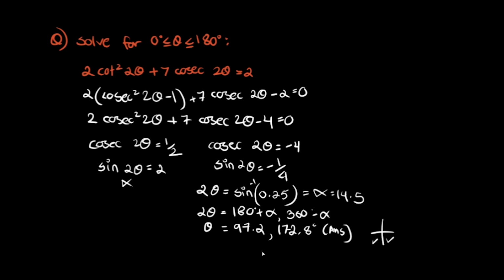Our basic acute angle here is 14.5. Since sine is negative, we solve for third and fourth quadrants. Keep in mind that while the interval for theta is 0 to 180 degrees, the interval for 2 theta goes from 0 to 360 degrees. Hence, we divide the values by 2 to find 97.2 degrees and 172.8 degrees as the solutions.